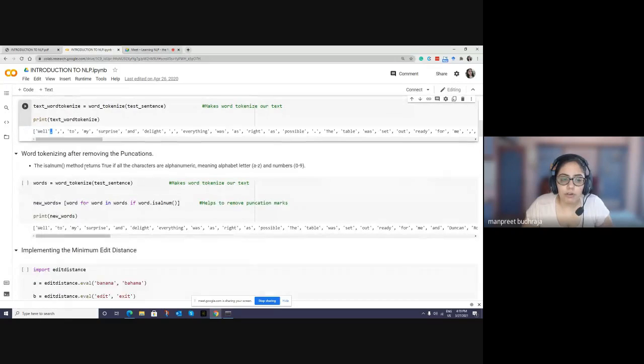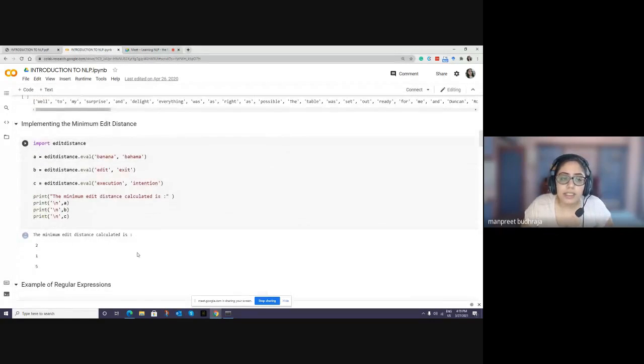What if you remove them? So you could see the difference. Well, to my surprise and delight. So all the punctuation marks from here got removed. So we don't need some punctuation marks at times. So we remove the stop words. We remove punctuation marks from our text as a pre-processing step, which is also called feature engineering at times.